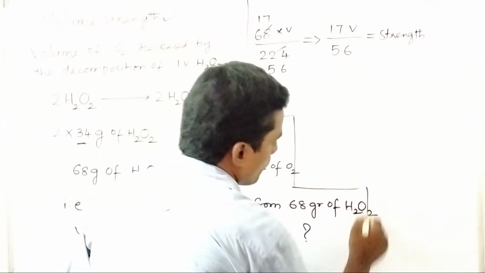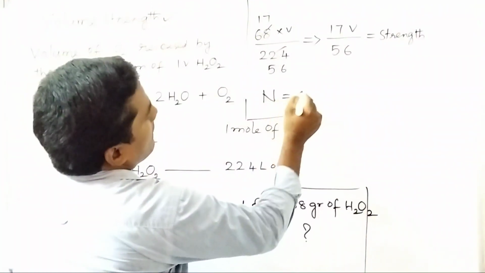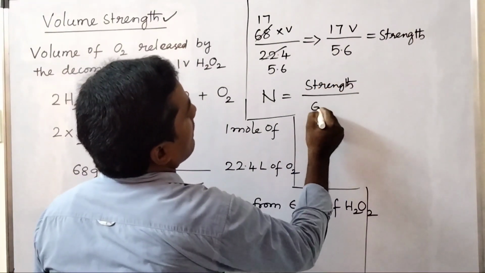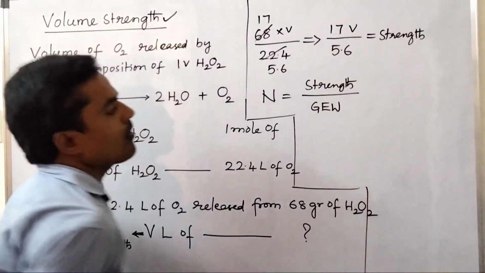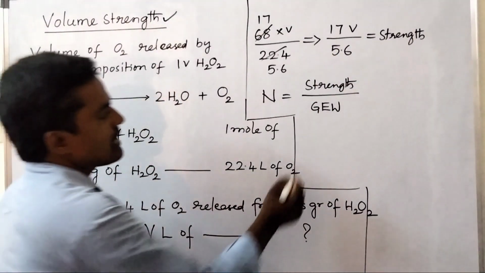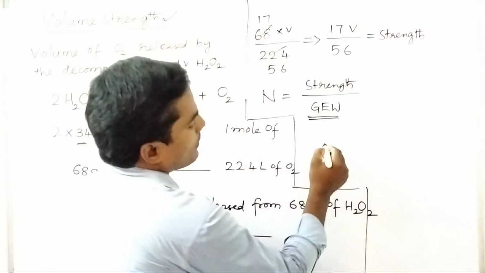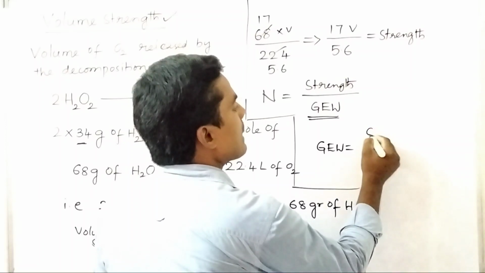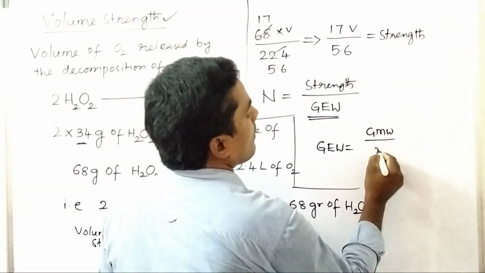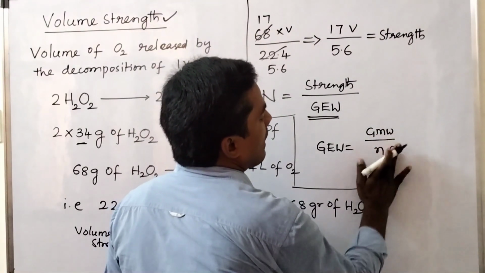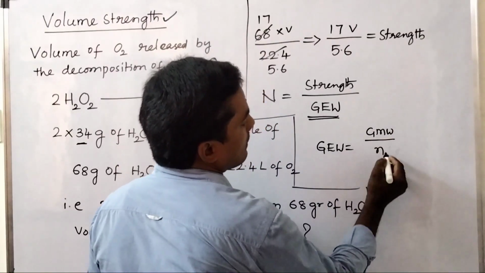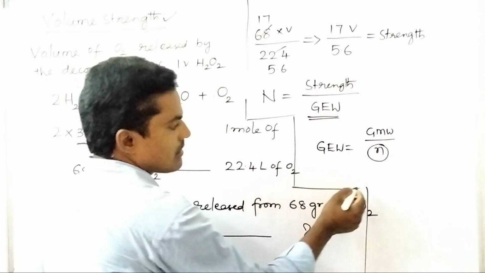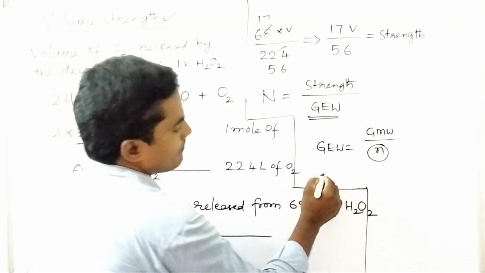Okay, now you know what is normality? Normality equals to strength upon gram equivalent weight. So what is the gram equivalent weight of H2O2? Gram equivalent weight of H2O2 equals to gram molecular weight upon N factor. What is N factor? Let me explain.